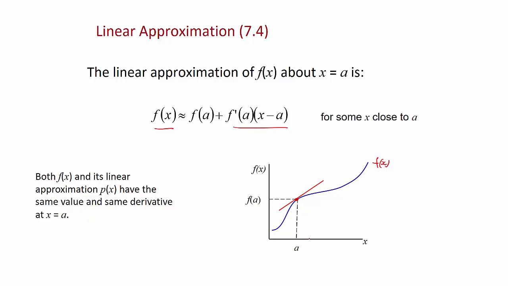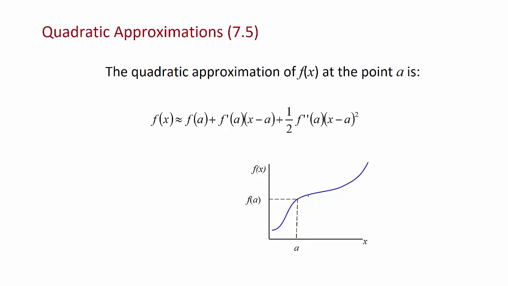And so we have some value of x, say x1, close to a, then that value there is pretty close to that value there. So as long as x1 is close to a, we have a reasonable approximation. We can do a little bit better though by adding another term. This is our quadratic approximation, so we have a second term there.